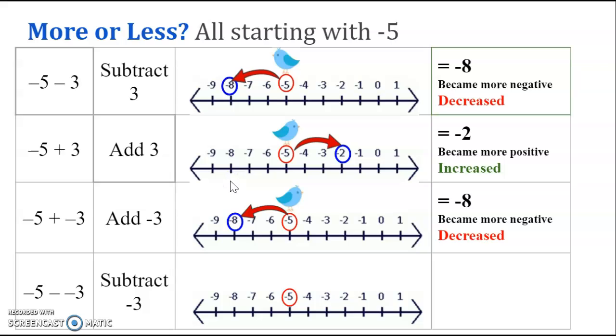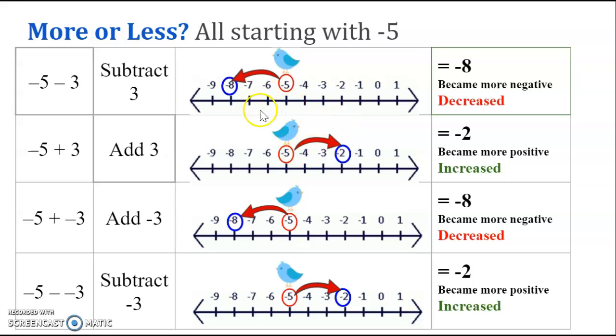Okay, lastly, what about -5 subtract -3? Because we're subtracting, the birdie is going to be facing to the left, okay? However, we're subtracting a negative number. So instead of going forward by 3, it's going to go backward by 3 again. So it's going to end up in -2, which is the answer. And so the answer became more positive, or it increased in value from where it started.